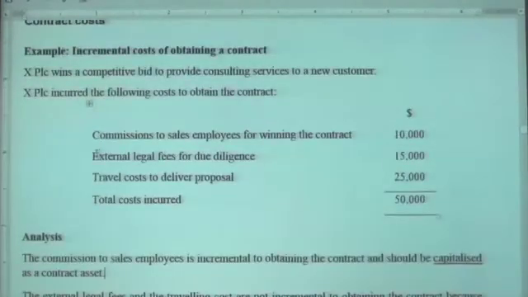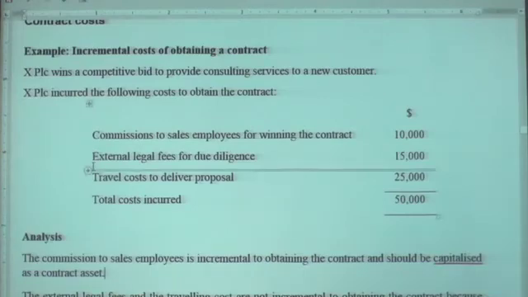Now they have mentioned: charge these commission expenses to the contract asset, charge these two expenses to the profit and loss. Why? Commission to sales employees for winning the contract. Here, external legal fees for due diligence. This is travelling cost to deliver the proposal. When you deliver the proposal, you don't know whether you will receive the contract or not. Clear? You can charge into P&L.